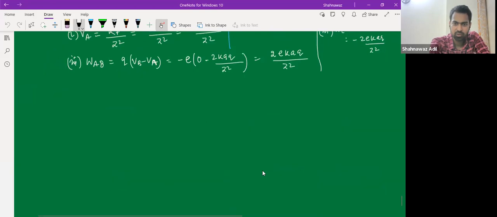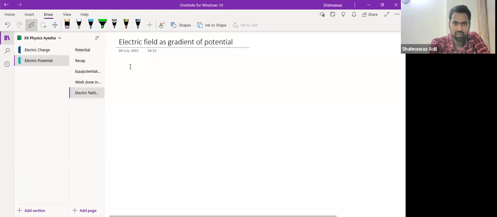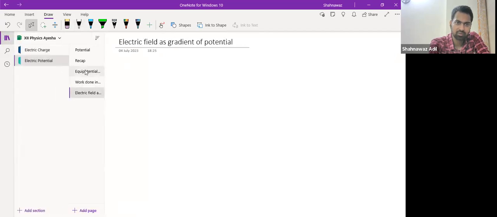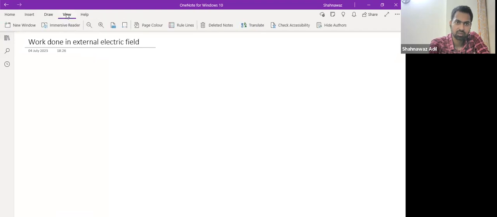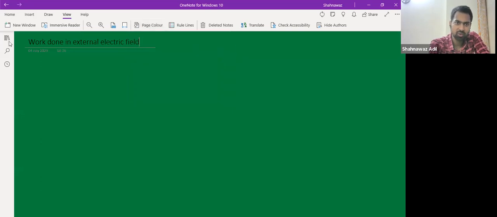Okay, so the next topic is electric field as gradient of potential. But let us talk about this one first. Up to this point, we have calculated the work done due to a single charge, multiple charges, and a dipole. But what is the work done in an external electric field?